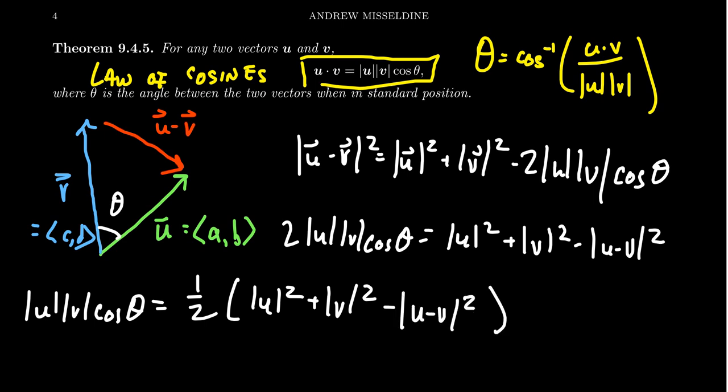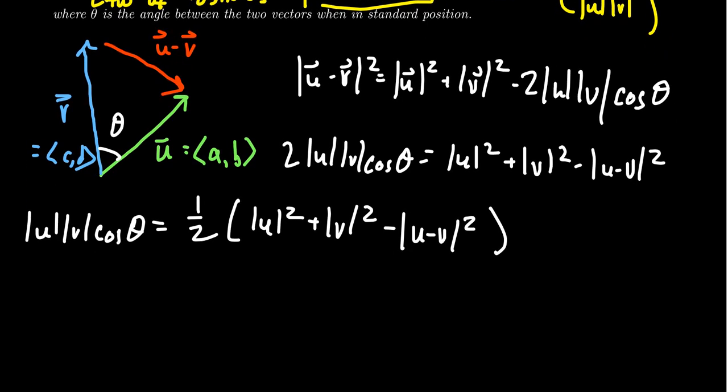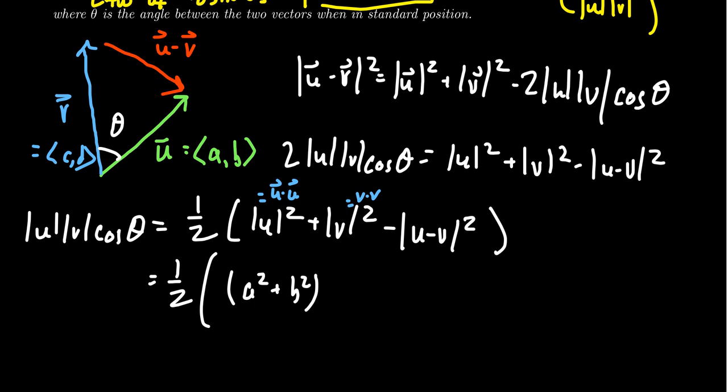Like so. So we get all these formulas right here. Now what we're going to do is apply the component forms we have right here. The magnitude of u squared is going to equal a squared plus b squared. Remember, the magnitude squared is just equal to u dot u, which is a squared plus b squared. This one right here will just equal v dot v, which would equal c squared plus d squared, like so.